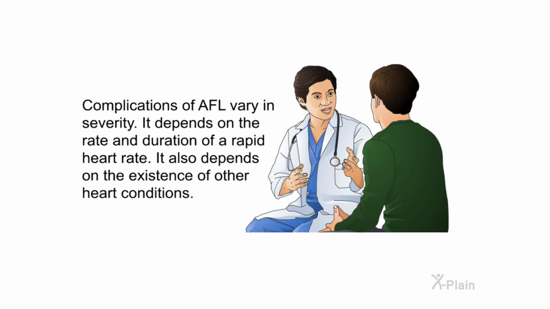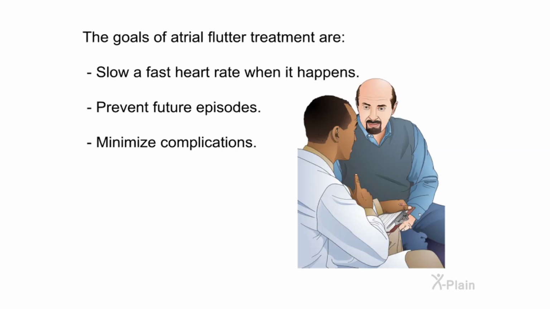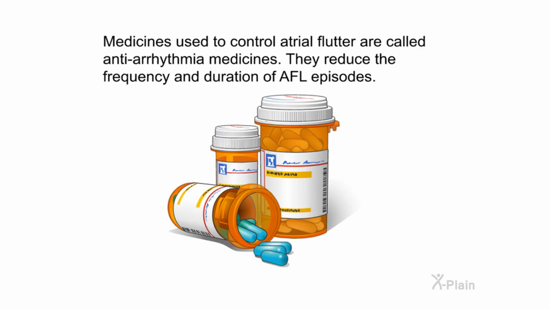Complications of AFL vary in severity. It depends on the rate and duration of a rapid heart rate. It also depends on the existence of other heart conditions. The goals of atrial flutter treatment are: slow a fast heart rate when it happens, prevent future episodes, minimize complications. Medicines used to control atrial flutter are called anti-arrhythmia medicines. They reduce the frequency and duration of AFL episodes.